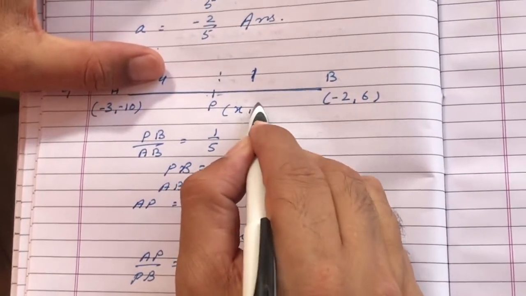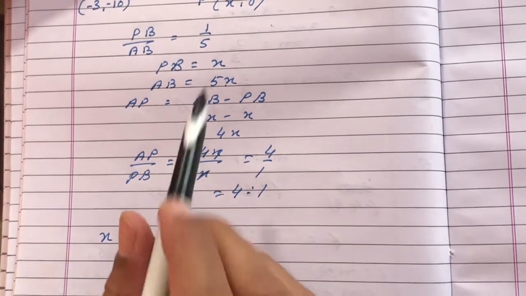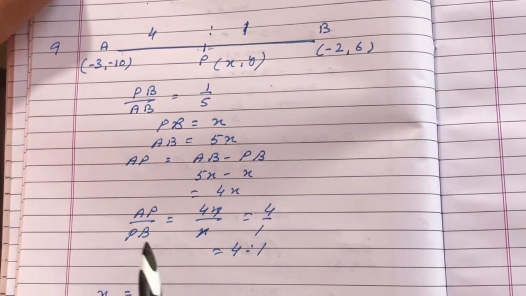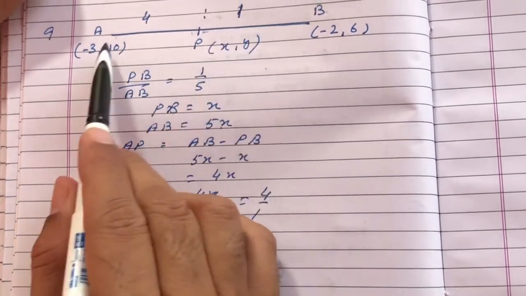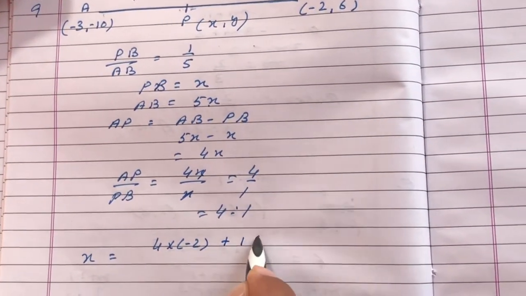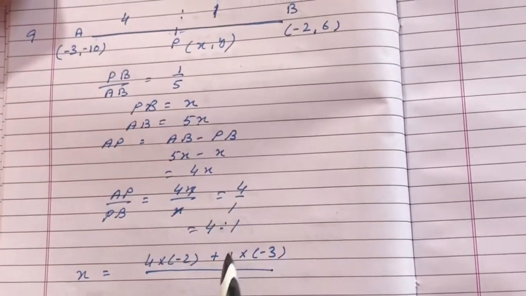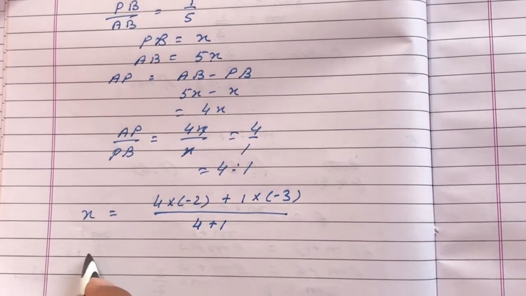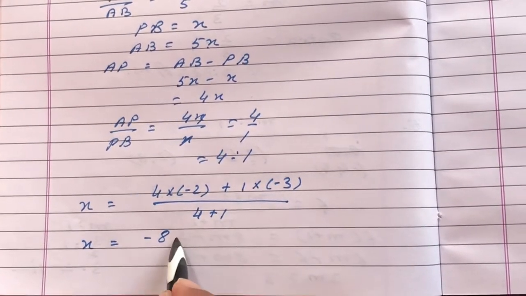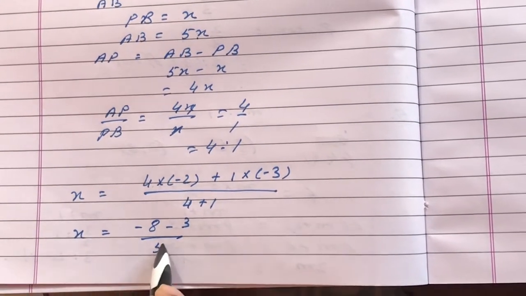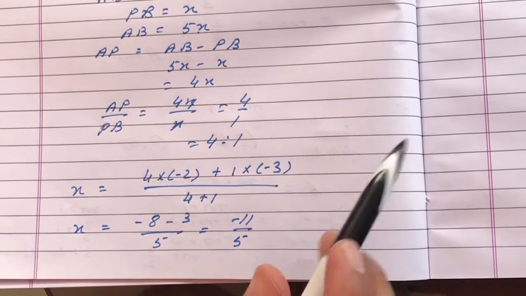Let coordinates of P be x and y. Now what is x equal to? m1 x2 plus m2 x1, same formula: 4 into minus 2, plus 1 into minus 3, upon m1 plus m2, 4 plus 1. So x is minus 8 minus 3 upon 5, so it is minus 11 upon 5.